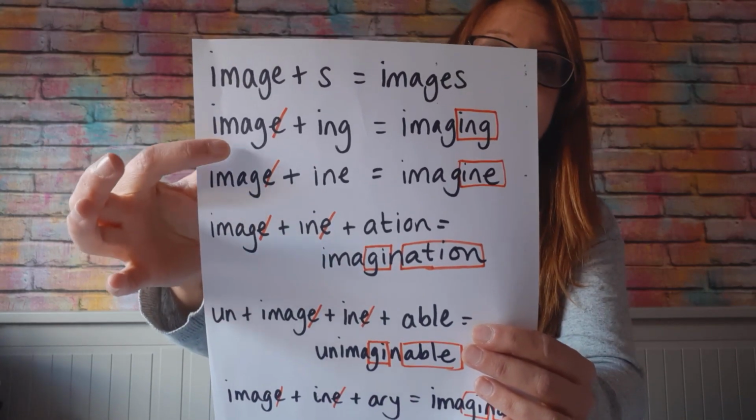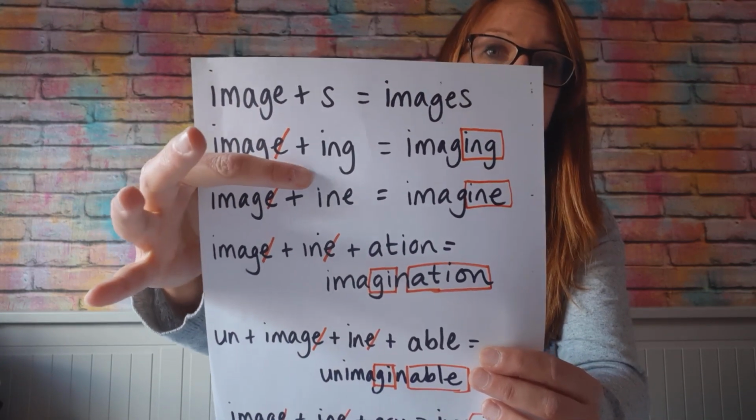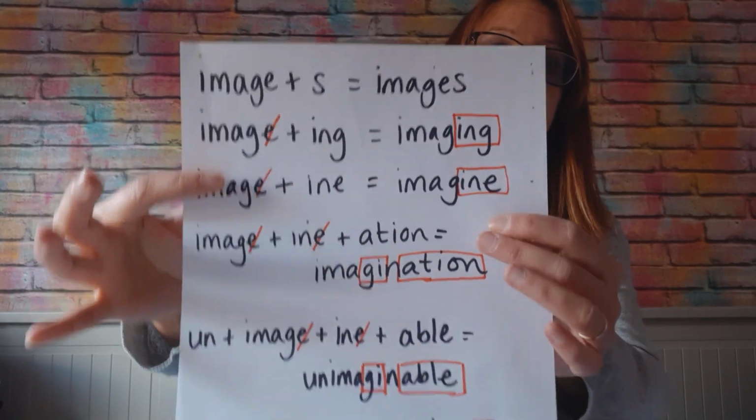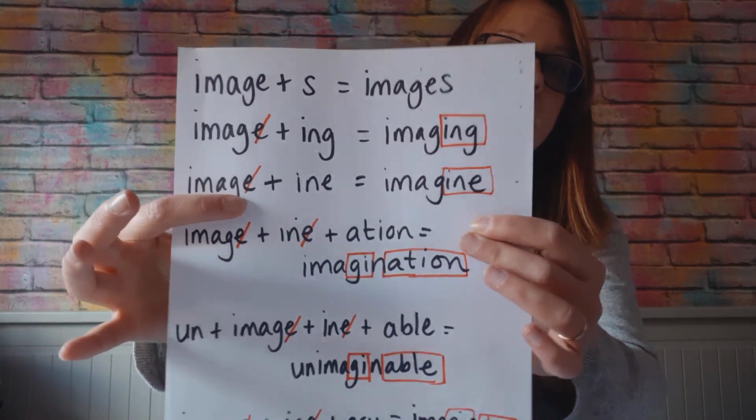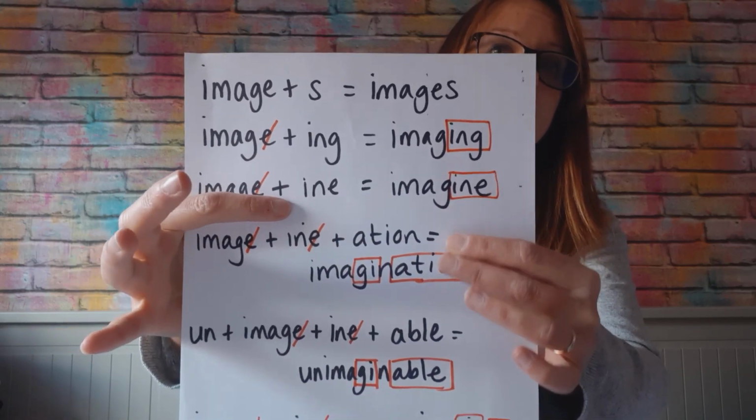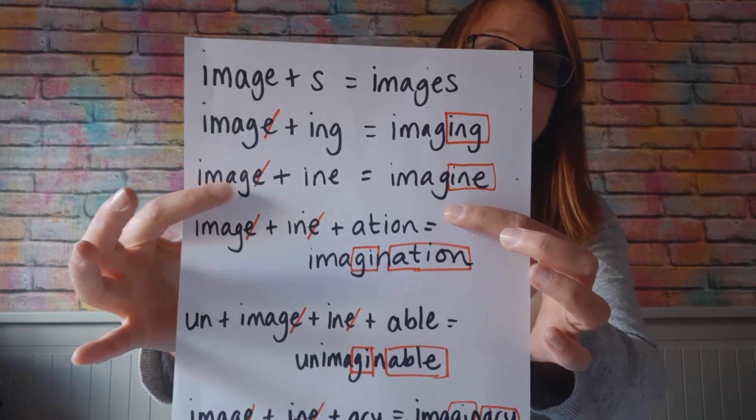Now you can see here, imaging, okay? We do need to take that E off because we're adding a suffix that begins with a vowel. So for imaging and imagine, okay, again, we've got that suffix there. So we're changing that into a verb with the ine. That E is dropped and we just have the ine at the end.